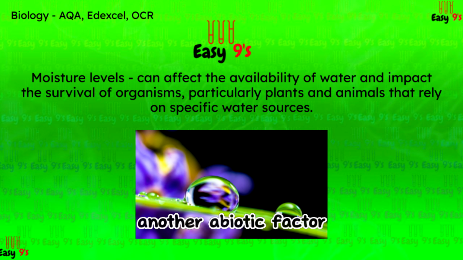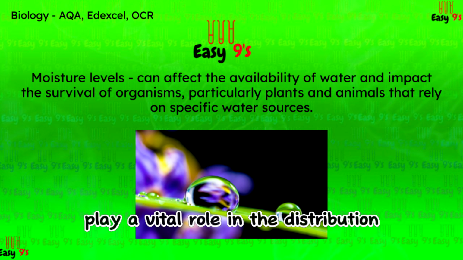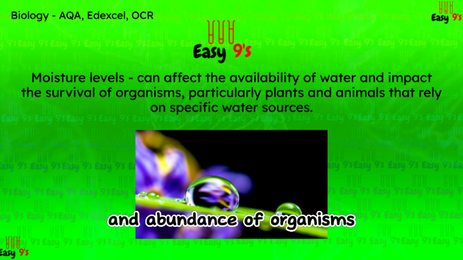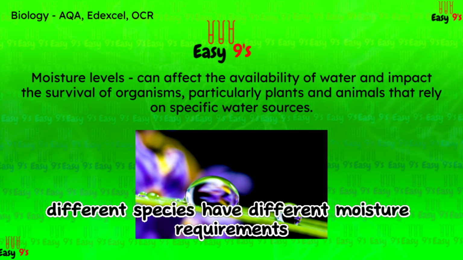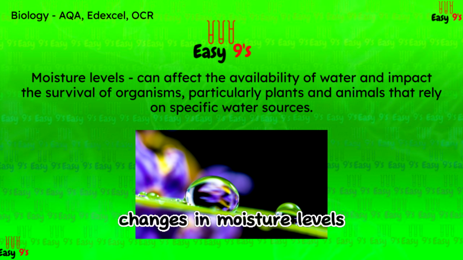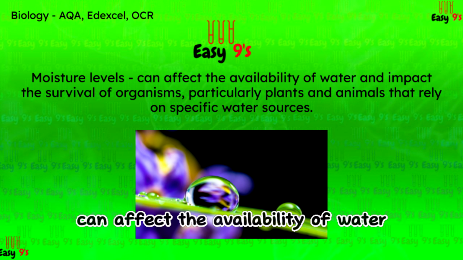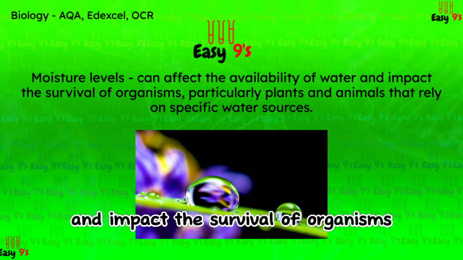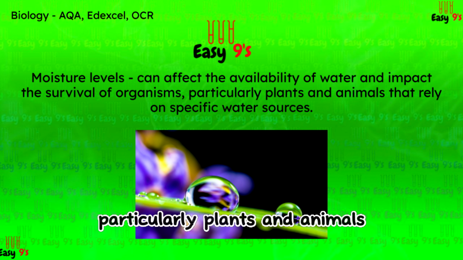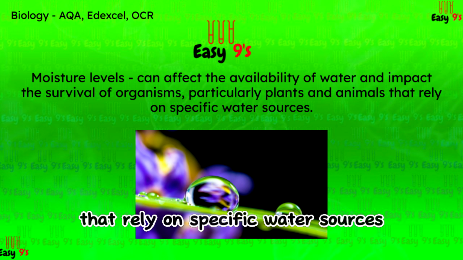Moisture levels, another abiotic factor, play a vital role in the distribution and abundance of organisms. Different species have different moisture requirements. Changes in moisture levels, such as drought or excessive rainfall, can affect the availability of water and impact the survival of organisms, particularly plants and animals that rely on specific water sources.